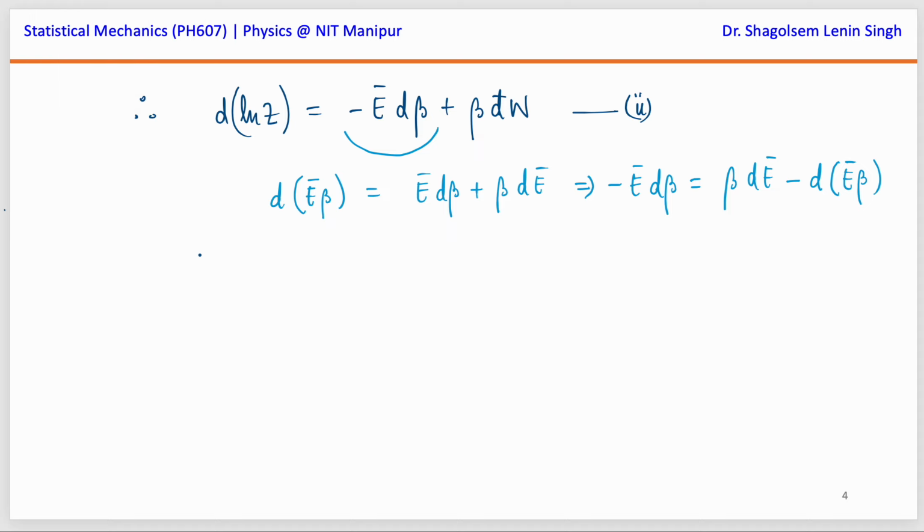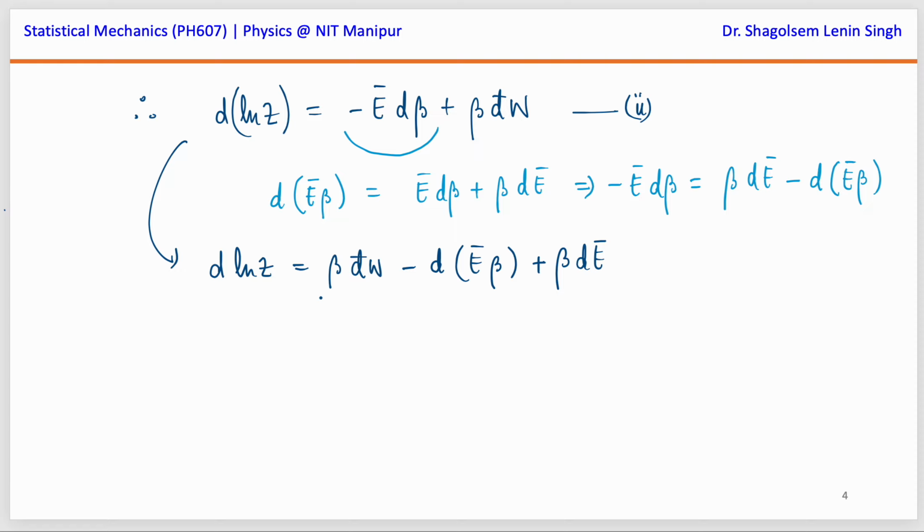So now this brings us to the following expression. Therefore, this d log Z is equal to beta d omega minus d of E bar beta, plus beta d E bar. Okay, let us group the terms.